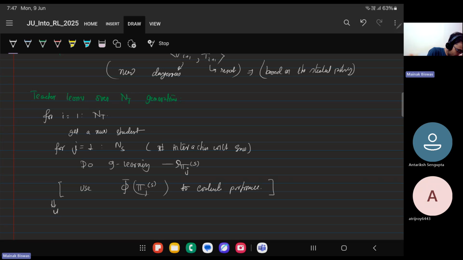Then update the teacher policy, pi T. Q learning in the constrained MDP, MDP of pi T i.